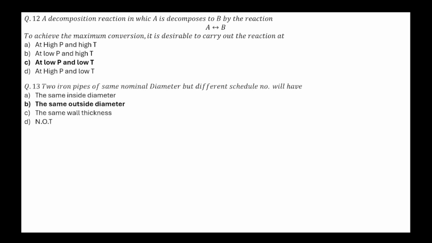Okay. Question 13. Two iron pipes of the same nominal diameter. Nominal diameter means not exactly the inside diameter, but it is about the inside diameter. But different schedule number. So the answer to this question is the same outside diameter, but schedule number is important.